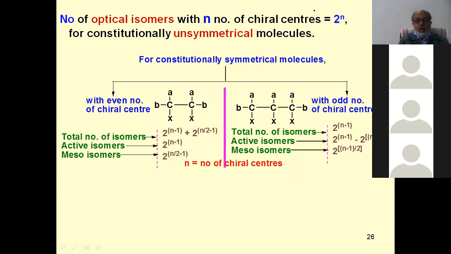So don't blindly say that it is 2 to the power n. This is only when the molecule is constitutionally unsymmetrical, that means the connectivities are different. But if the connectivities are the same, symmetrical, then this formula will not hold good. But here also we can have constitutionally symmetrical molecules with an even number of chiral centers, and here with an odd number of chiral centers.